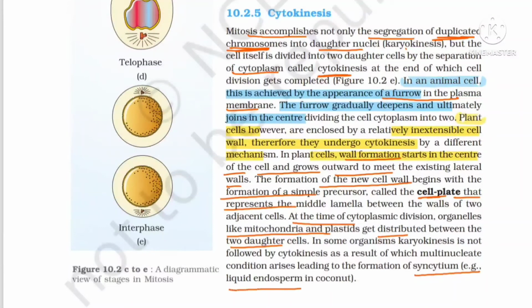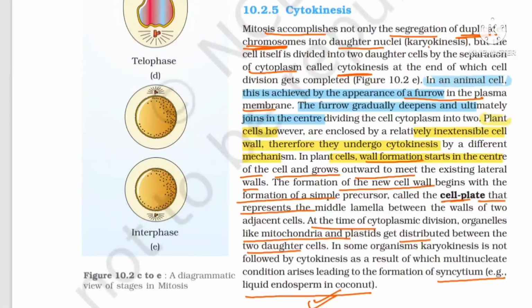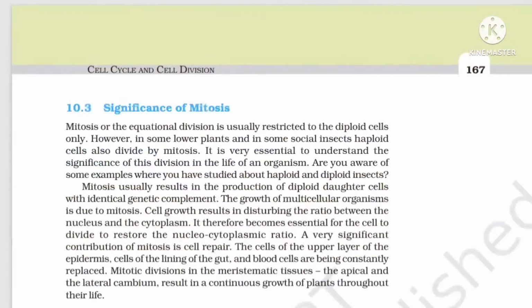For example, liquid endosperm in coconut. If multinucleate condition is seen in the plant, we say syncytium. If multinucleate condition is seen in the fungus, we say cenocytic. Multinucleate condition seen in the slime mold is known as plasmodium. So I think so the mitosis concept is clear to everyone.